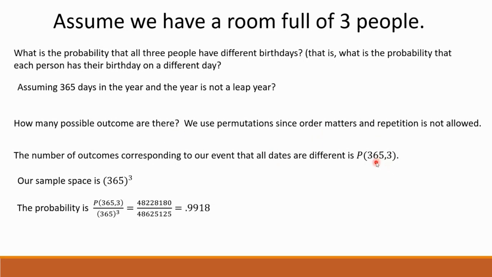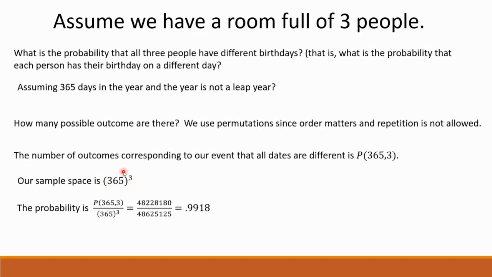Right, there are 365 days in the year, so that's our N. R is 3, there's 3 people. The sample space is 365 cubed. You could think of the experiment as asking each person when their birthday is. And we're trying to see how likely it is that all 3 people have birthdays on different days. So our sample space is 365 cubed.